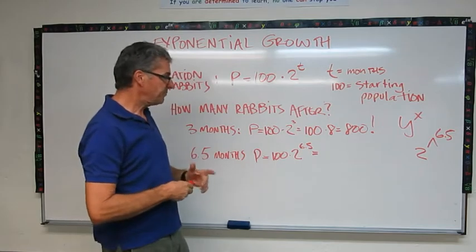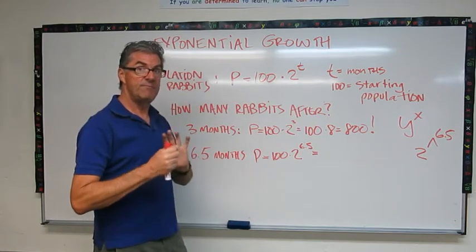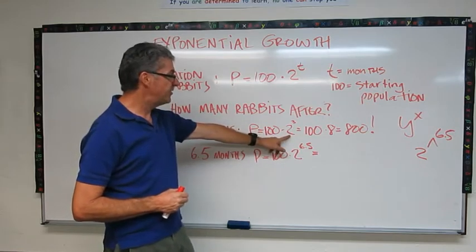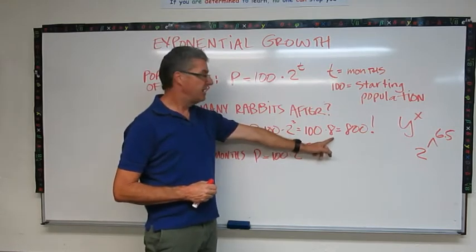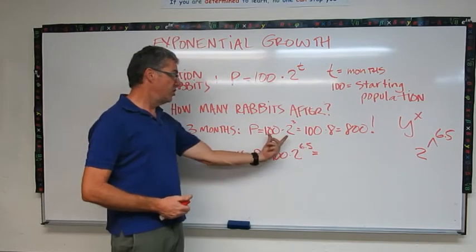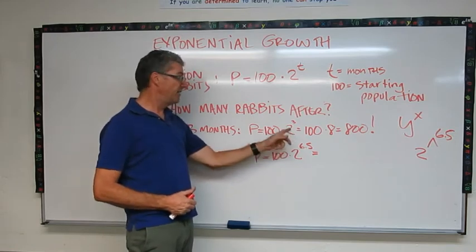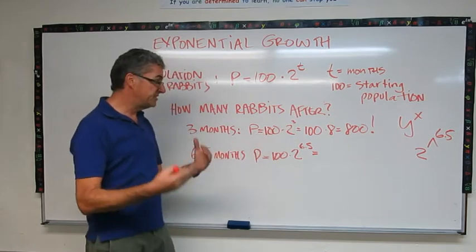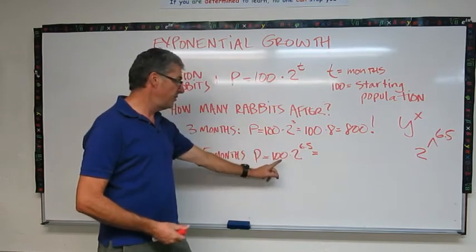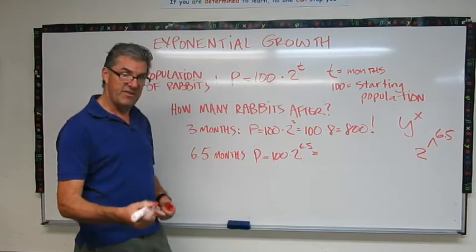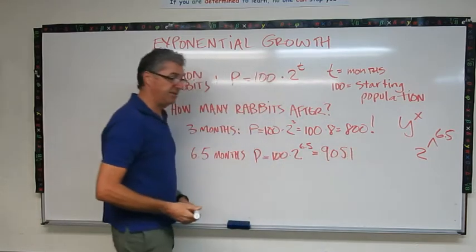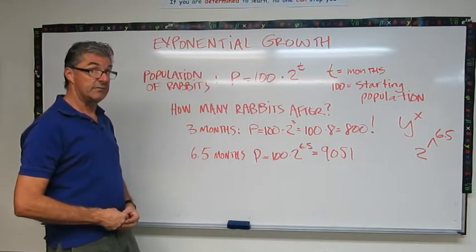In other words, exponents always come first. When we did this math up here, I did 2 to the third first, got my 8, then multiplied it by 100. That's order of operations. Don't do 100 times 2 and then raise it to the third power. In the same way with this one, you need to figure out what 2 to the 6.5 power is, then multiply that by 100. And if you did that, your answer is 9,051 rabbits. My gosh, that's a lot of rabbits.